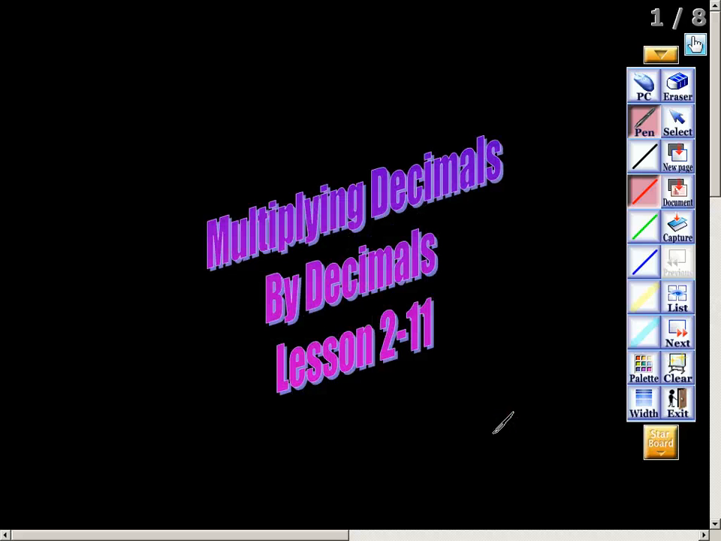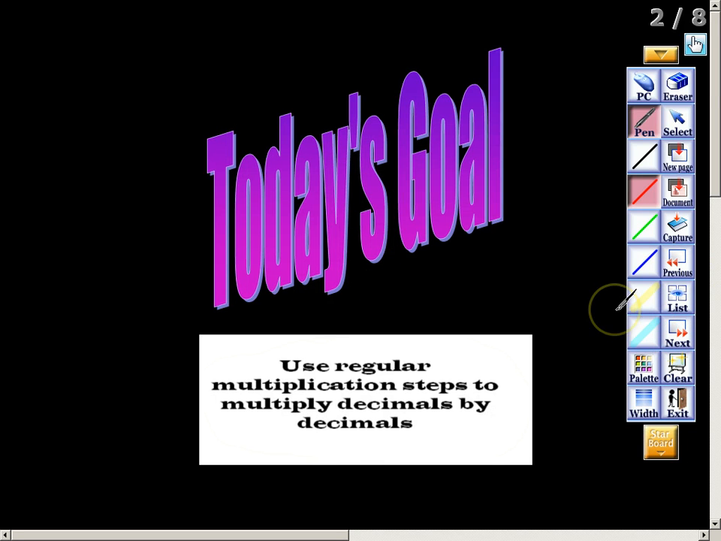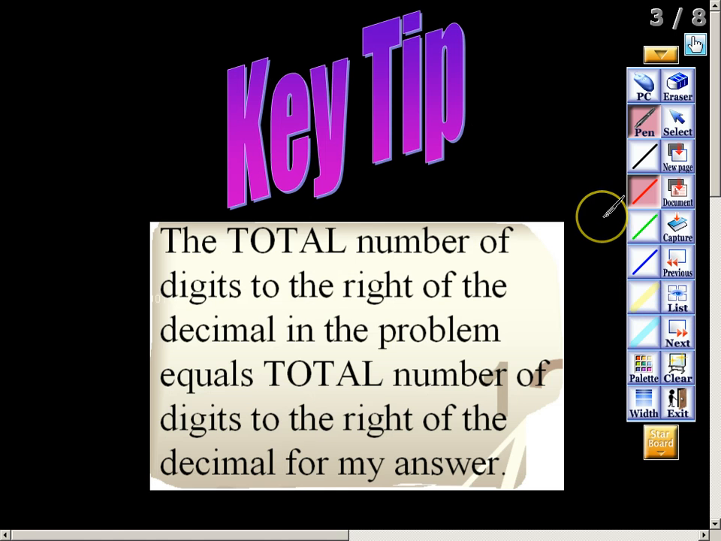In this video, we're going to be taking a look at multiplying decimals by decimals. Today's goal is to use regular multiplication steps to multiply decimals by decimals. We're going to be building on what we learned in the previous videos of multiplying whole numbers by decimals. The key tip of the day, and I want you to write this down, is to remember the total number of digits to the right of the decimal in the problem needs to equal the total number of digits to the right of the decimal for your answer.